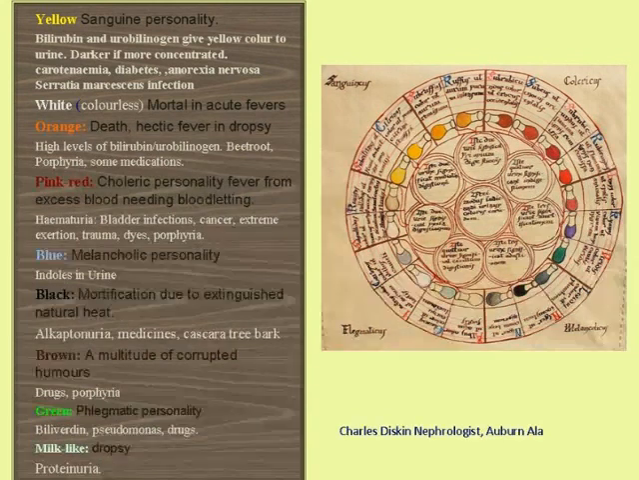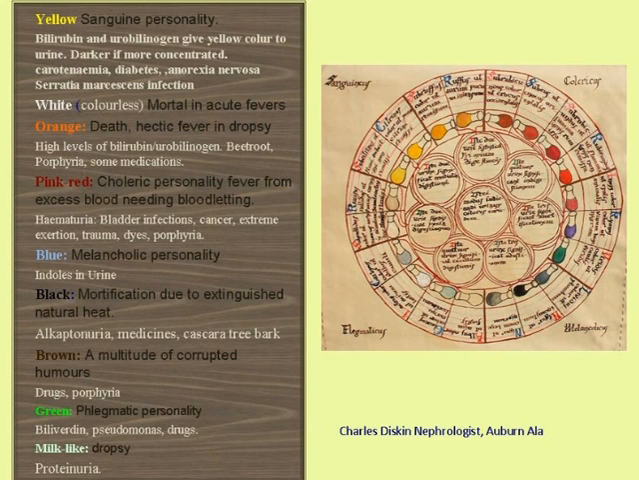White, what they mean by that is colourless, is mortal in acute fevers. So if you pass colourless urine, you've got a high fever. You're in serious trouble in medieval Europe. Orange, death. So if you pass orange urine, prognosis, death, and a hectic fever in dropsy. Now, high levels of urobilinogen are out here. Beetroot can also do this, and also porphyria and some medications. So there may be some sense if the urine is going orange in a high fever and you've got dropsy, heart failure, it could be an indication that things are going seriously wrong.